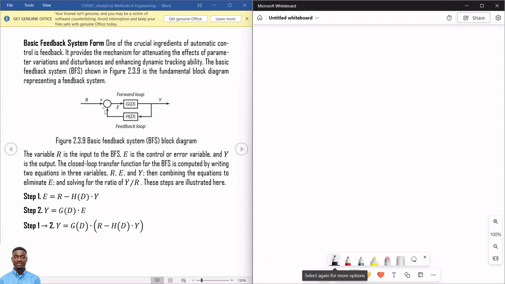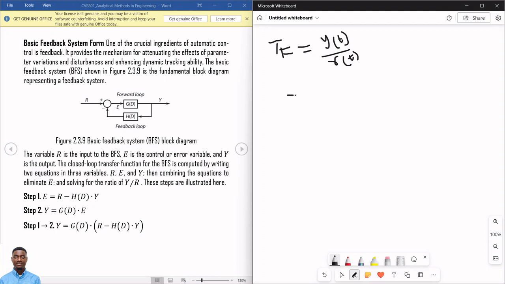But looking at this figure 2.3.9, we can write the transfer function of this very BFS, your basic feedback system, because we know that a transfer function TF is the ratio of outputs, which in this case is my Y with respect to time, because we are dealing with continuous systems, and R with respect to time in this case. But if we look at the mathematical model of this BFS, we have variable E, we have Y, and we have R. You understand?